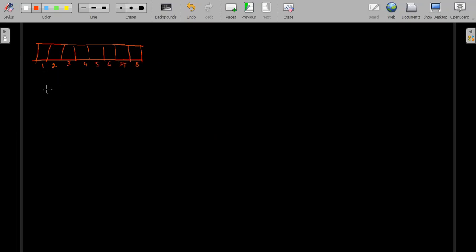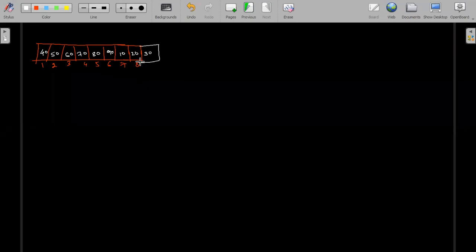These are the indexes. Now I will take the values. See, the values matter here. Okay, 40. Again, take 50. Again, 60. Again, you take 70. Okay, 80. Again, 90. Okay. Again, 10, 20. Take one more, no problem. 30. Okay, this is the 9th index.